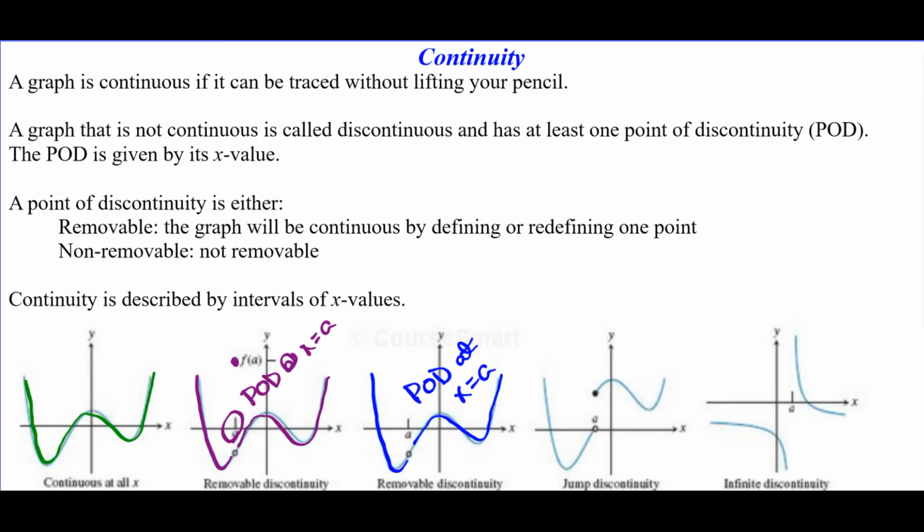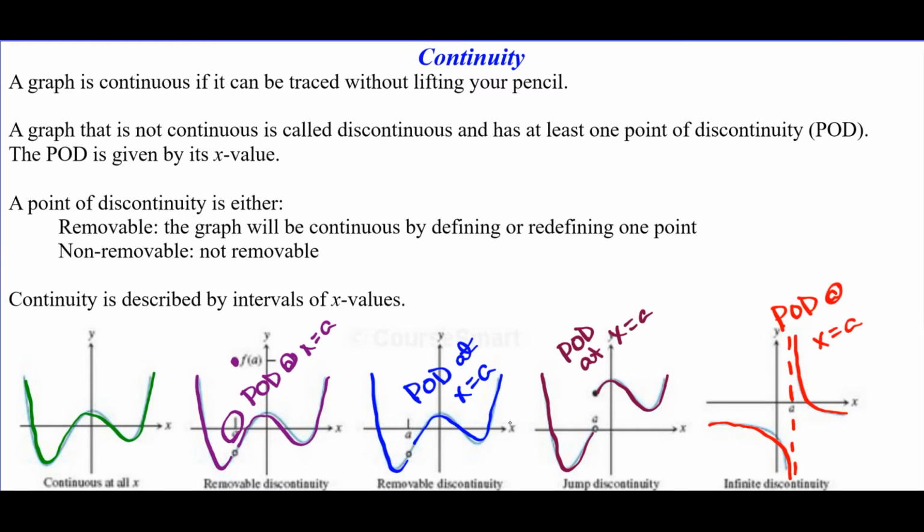The next graph here, as I trace, we get to this open circle. So I would have to pick up my pencil. I also have to jump up to this other piece up here. So again, discontinuous with a point of discontinuity at x equals A. And then finally, this last one, I'm tracing this bottom branch, and then I have to pick up my pencil and trace the top branch. So this graph has an asymptote here at x equal A. So again, I have a point of discontinuity at x equals A.